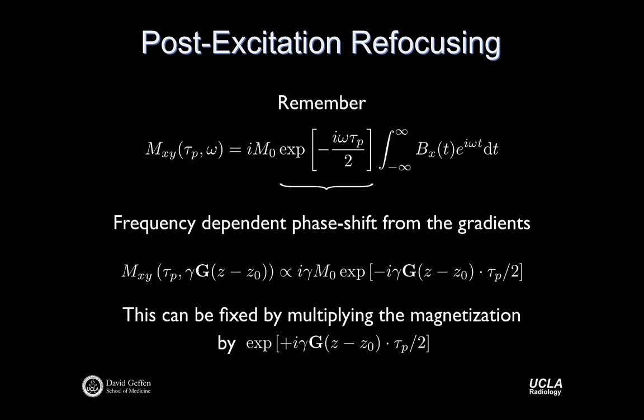And so that frequency-dependent phase shift from the gradients can be easily undone. All we have to do is multiply by an exponential term that will offset this. This term here just had a spatial dependence because of the gradients, and so we introduce a gradient of opposite polarity to undo those phase effects when we're done with excitation. And so that's why it's post-excitation refocusing. It brings the spins back into alignment.